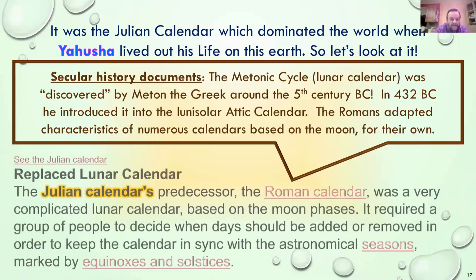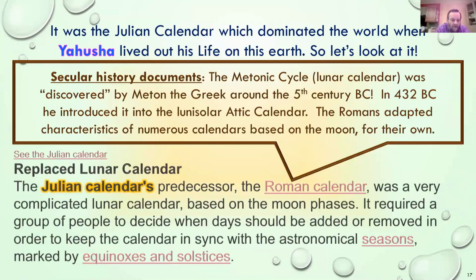Now, the replaced lunar calendar. The Julian calendar's predecessor, the Roman calendar, was a very complicated lunar calendar based on the moon phases. It required a group of people to decide when the days should be added or removed in order to keep the calendar in sync with the astronomical seasons marked by equinoxes and solstices. Do you find it interesting that it says it required a group of people to decide when the days should be added or removed? Who has the authority to do that? Does man have that authority?